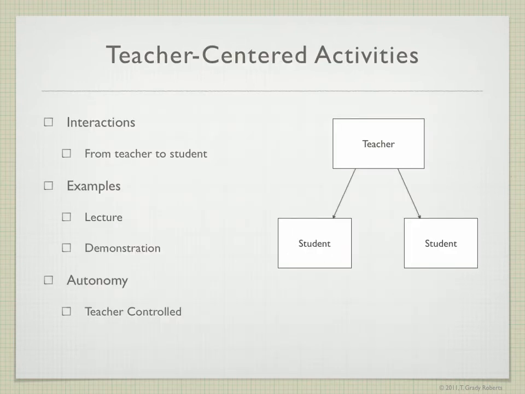So in teacher-centered activities, if you look at the diagram, you notice that the interaction has an arrow going from the teacher out to students. And so it's a relay of information where the teacher is sending information out to the students. Examples of teacher-centered activities would be lecture and demonstration. If we talk about autonomy or control in the classroom, this is very teacher-controlled.